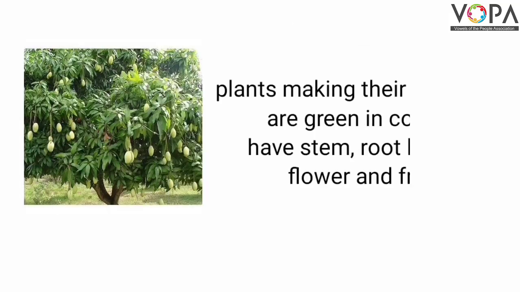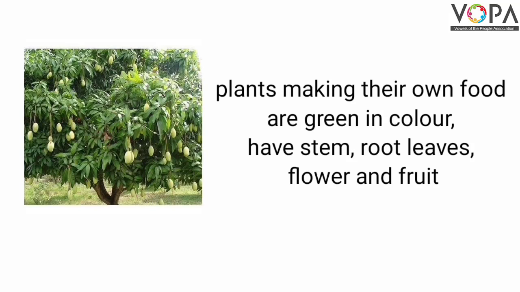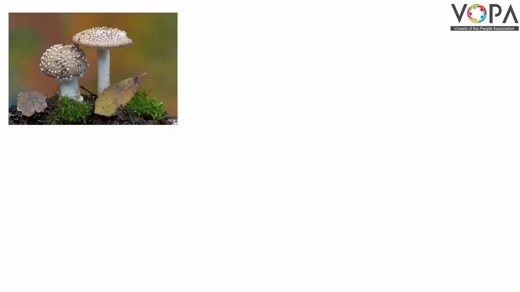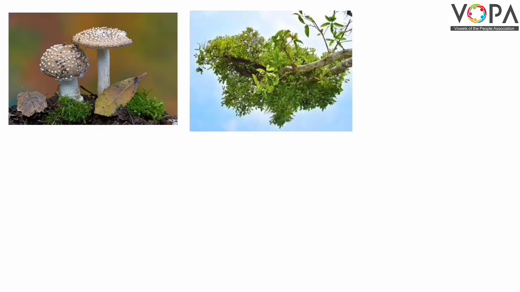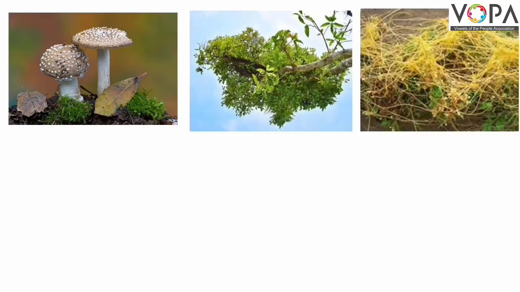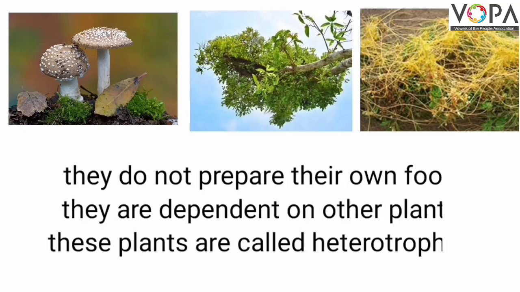Mostly autotrophic plants, which make their own food, are green in color. They have stem, root, leaves, flower and fruit also. Some plants like fungi, loranthus, dodder use other plants for their food. They do not prepare their own food. They depend on other plants. These plants which cannot make their own food are called heterotrophic plants.